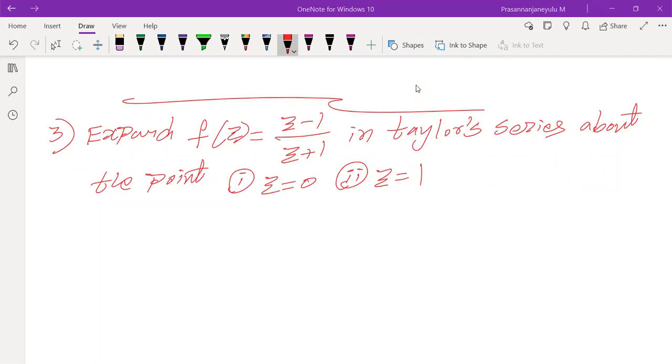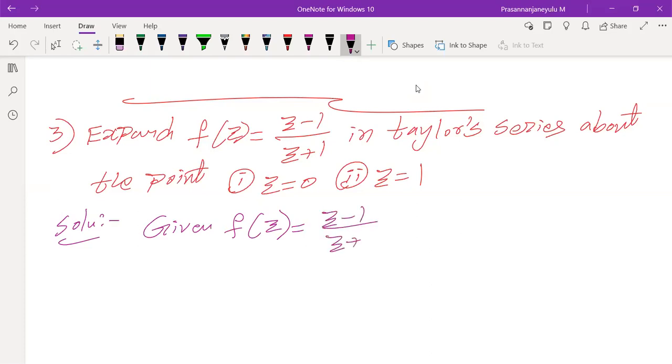Now, they have given z equals 0, so bring the right hand side 0 also to the left hand side; it becomes z minus 0 equals W. So there is no use of taking a new variable, so I am not taking any new variable here in the case of the point z equals 0. So I am writing here, given f of z equals z minus 1 by z plus 1.